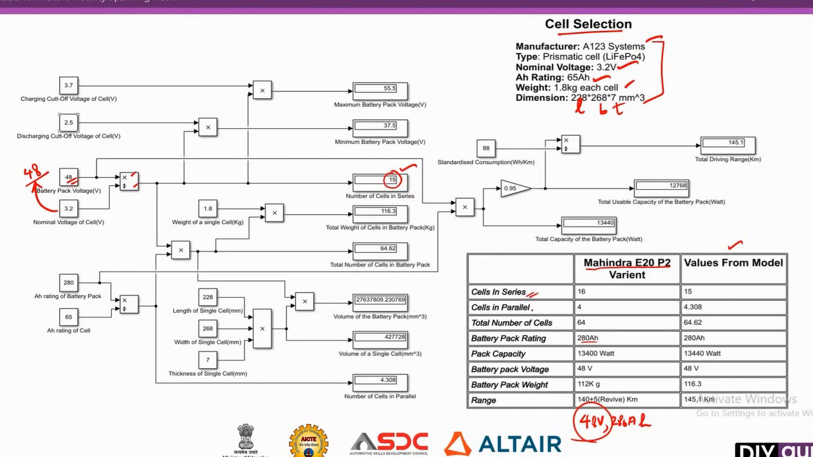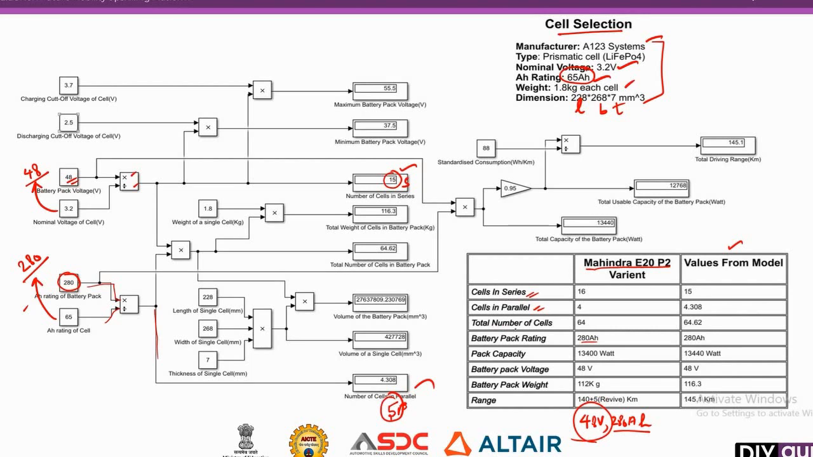Then comes the number of cells in parallel. My requirement is 280 ampere hour. The single cell has 65 ampere hour capacity. So to obtain 280 ampere hour, I must divide the total capacity by the individual cell capacity. So 280 divided by 65. See here, they are dividing these two, so that I get the number of cells in parallel. It is 4.308.